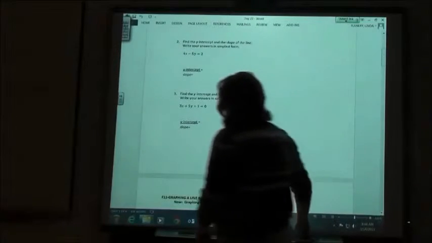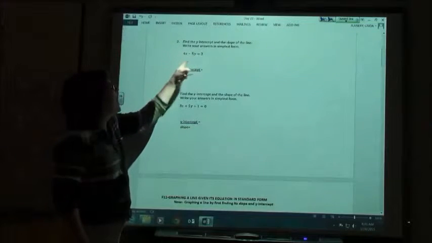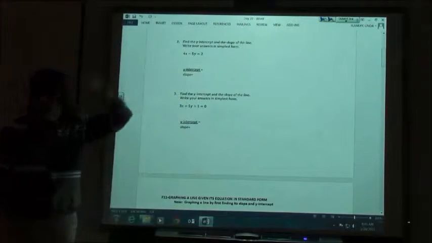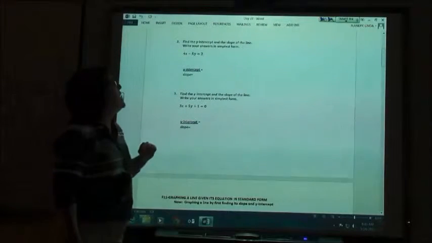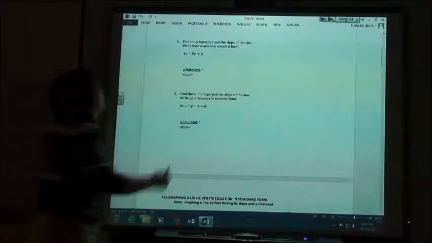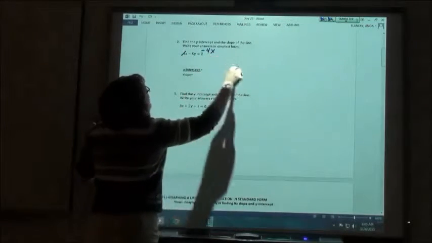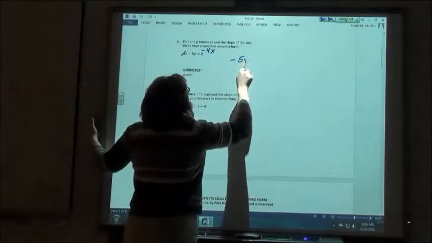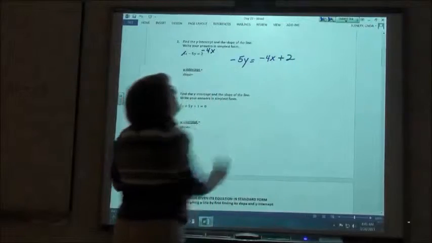So number 2, we again want to find our y-intercept and our slope of our line. Our line is in standard form to begin with. We need to switch it around to get it in slope-intercept form. So if I'm going to rearrange that and solve that for y, what should I do first? Move the 4x, it becomes a negative. Exactly. So I'm going to have negative 5y equals negative 4x plus 2 then.